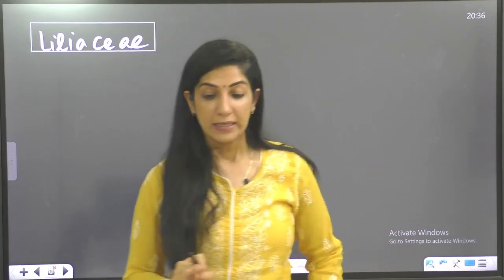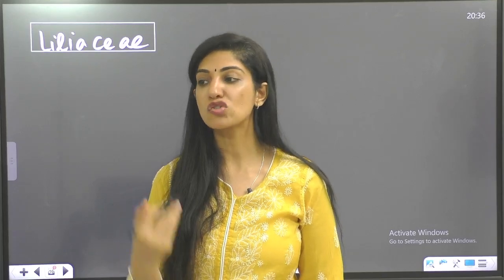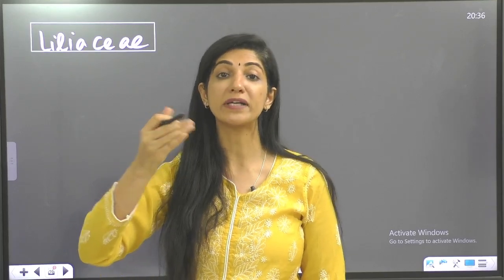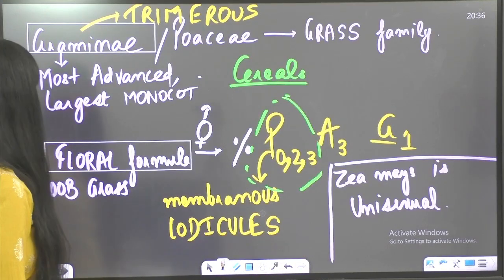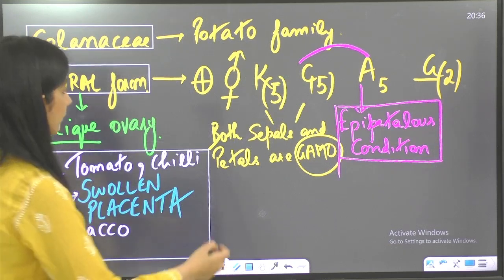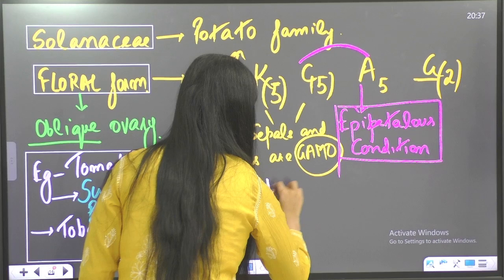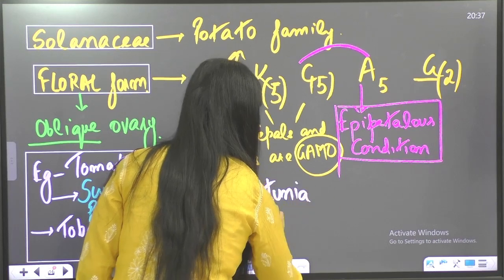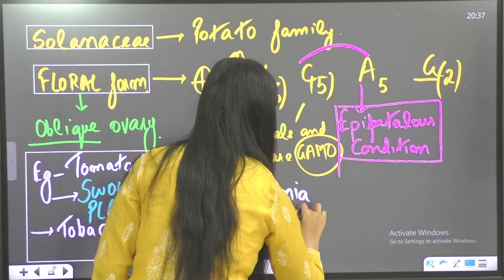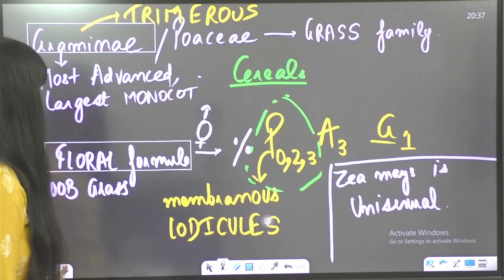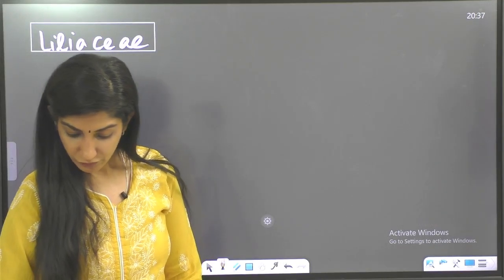Okay. So the Liliaceae family is of the lily flower, which is ornamental. In the Solanaceae family, the ornamental flower is petunia. Yeah, so it is petunia. Here we will add petunia flowers. Okay?